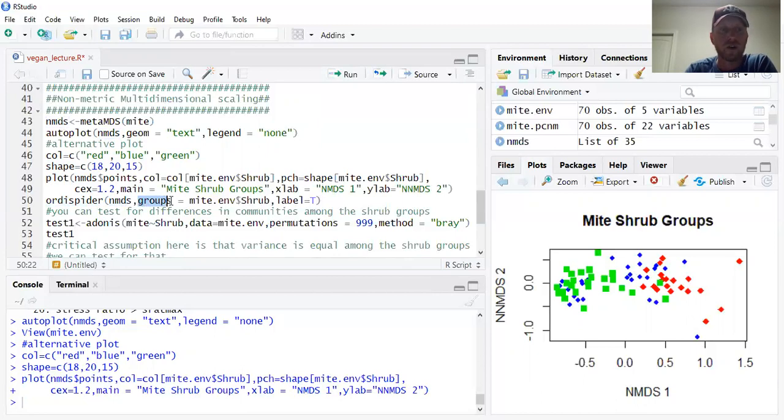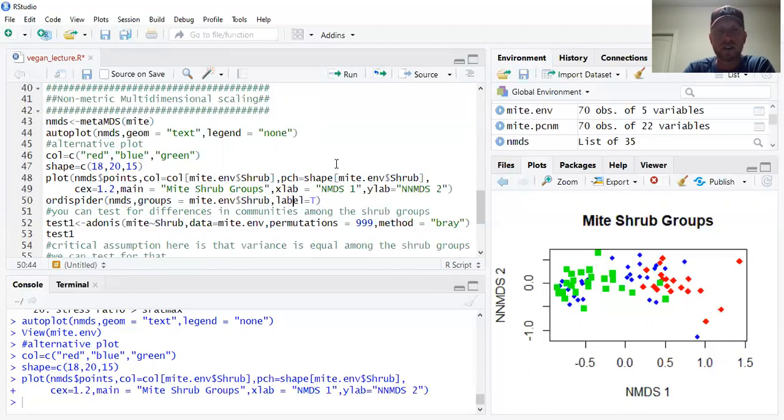We're going to define the groups. That's the whole point of ordispider. It's going to create a spider graph where all of the members of the group are connected by a line, so it ends up looking like a spider web. And we're going to set those groups equal to mite.env with the levels of shrub.